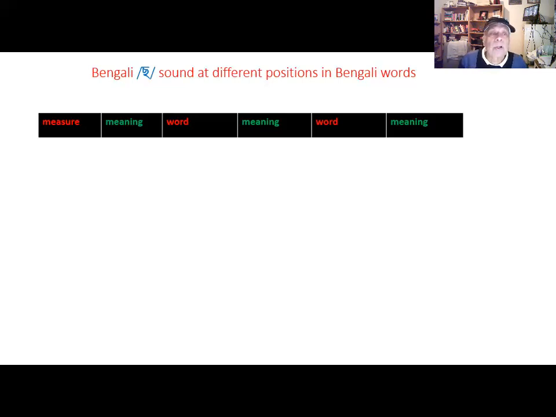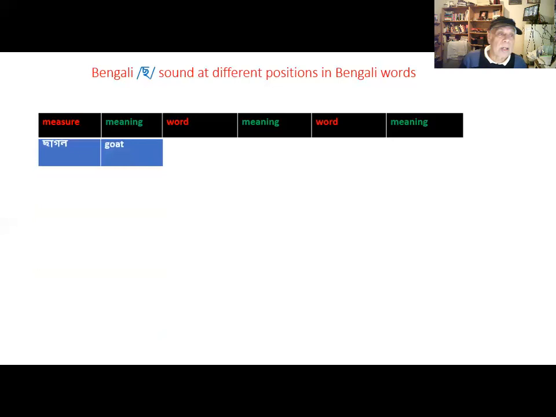Okay, so now let us look at some Bengali words which have this chha sound in them, and you have to learn to pronounce them so that people in Bangladesh and other places where they speak Bengali can understand you.